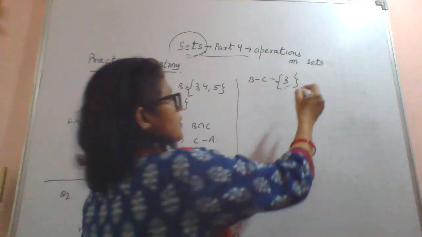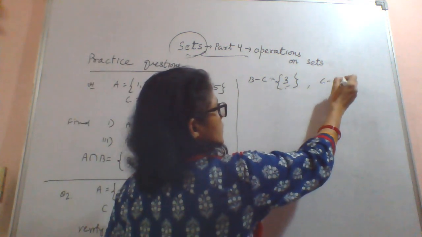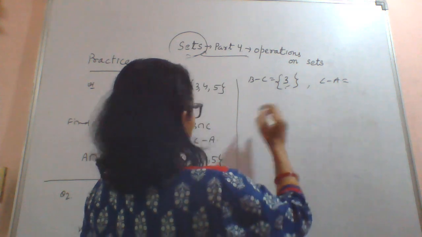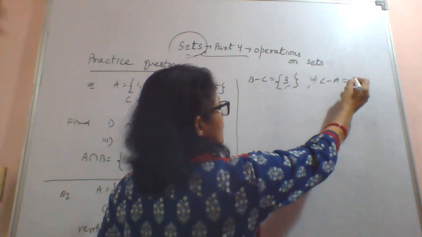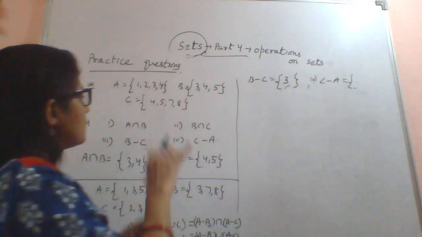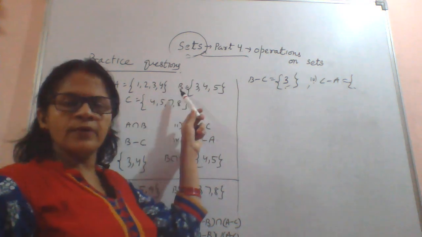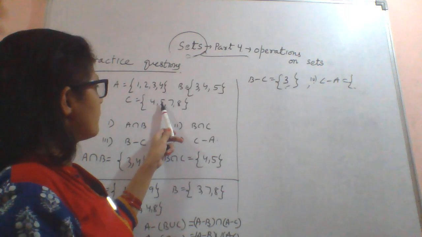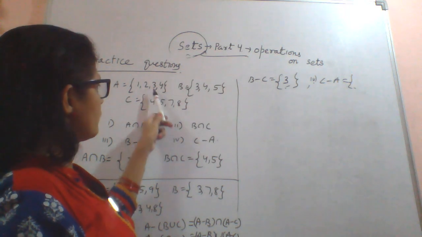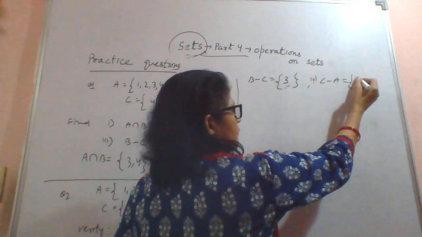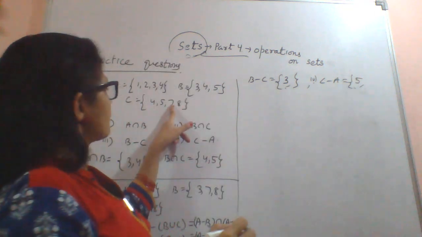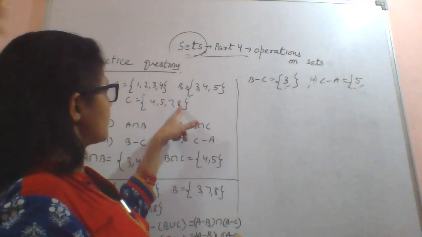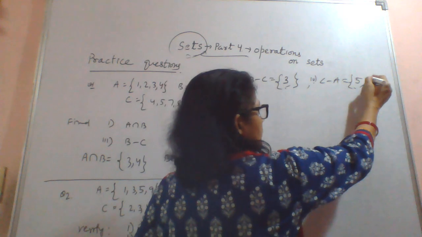C difference A. It is your part 4. So C difference A: it will be in C, not in A. 4 we have, so we can't take 4. 5 we have here, we don't have it in A. 5, 7 are not in A. 8 is not in A. So 5, 7, 8.